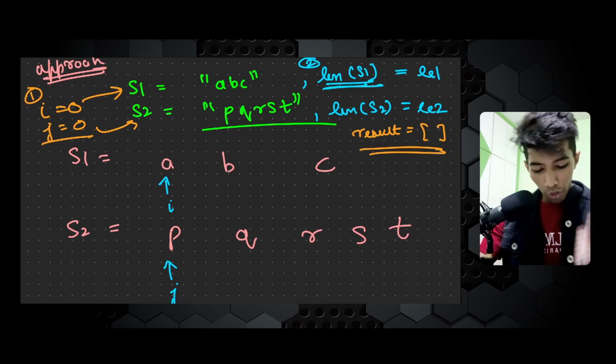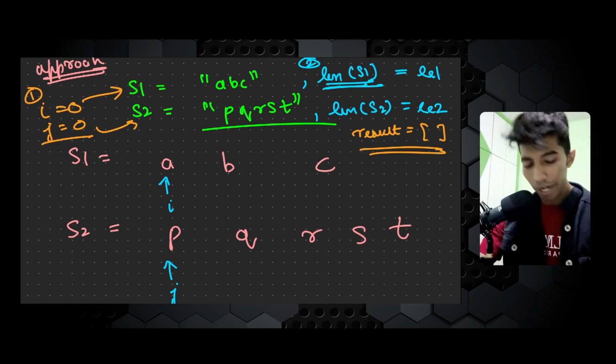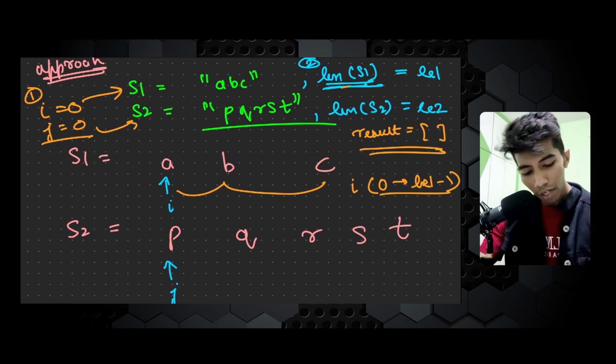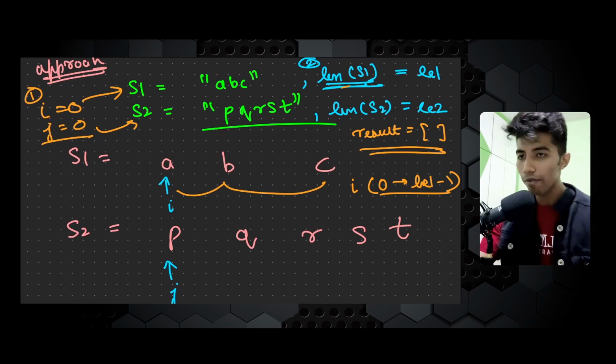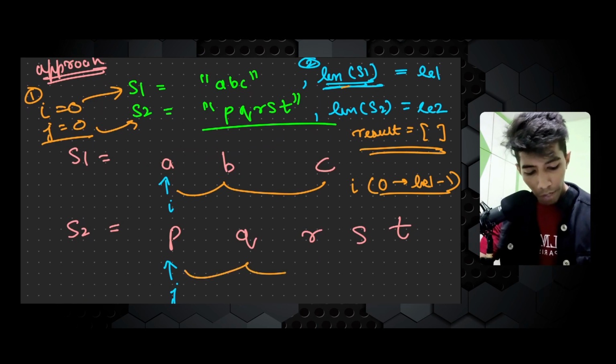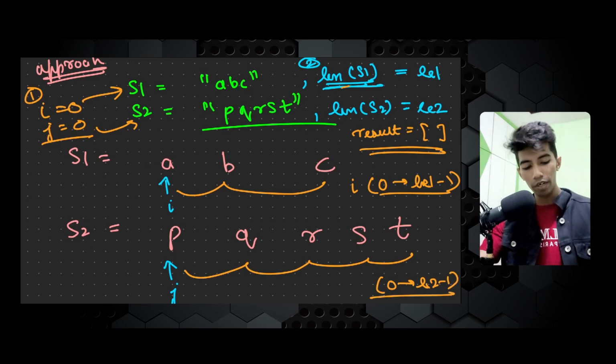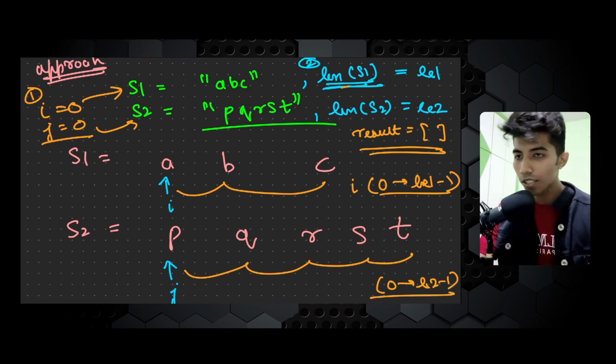Okay. So from where to where will I run this? This I will run till the end of this particular string, or I can say that I will run from 0 to L1 minus 1, because L1 is my length. So length of S1 minus 1, till there I will be moving. And from where to where will my J move? My J will move from 0 to LE2 minus 1, the length of the second minus 1. Simple, like this it will be moving.